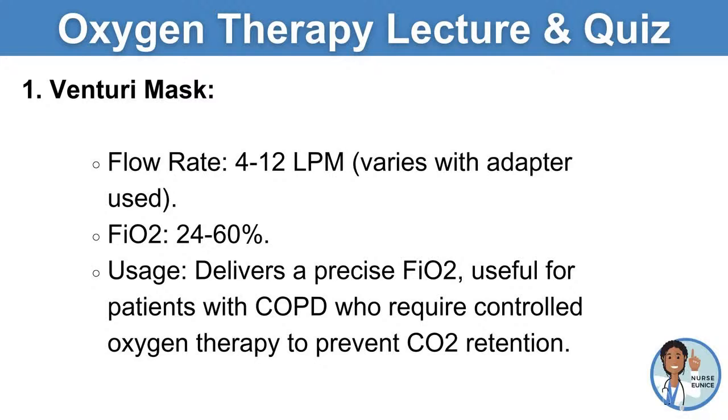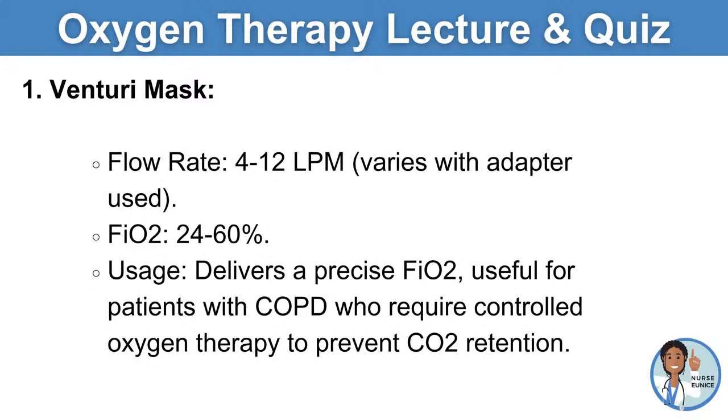A Venturi mask, and you'll see what it looks like on the next slide. With a Venturi mask, usually if it's less than 5 liters, we consider it low flow. Based on the flow and the patient's needs, it can be low flow or high flow, but you can start off at 4 liters per minute. The FiO2 is 24 up to 60%, and this is going to be important for when you take your quiz later.